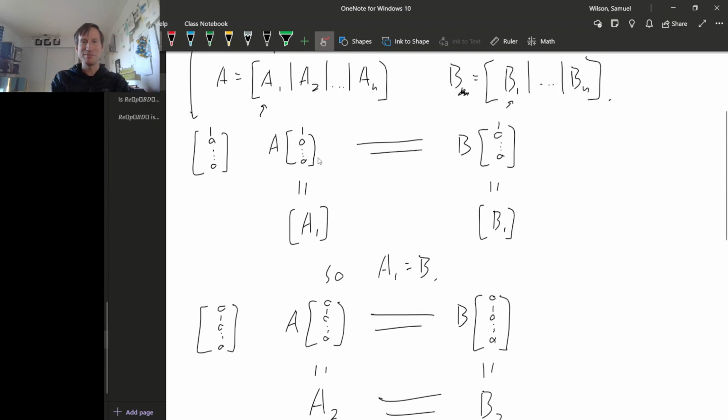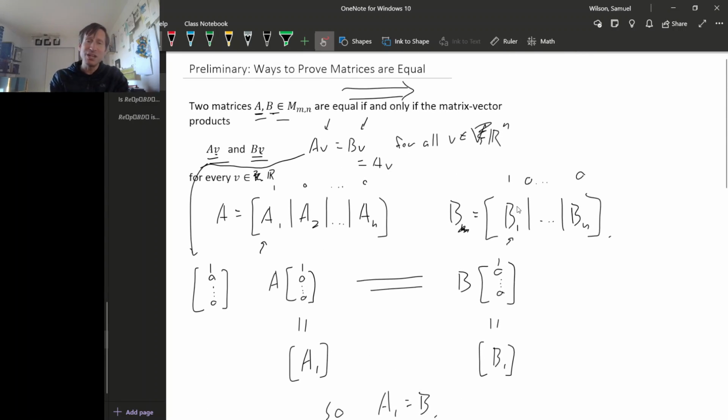So if we go back up to A and B, all of their columns are equal, and so A is actually exactly the same matrix as B. So we can check if two matrices are equal, not necessarily by looking at their entries. We can actually instead just think about what happens when you multiply them by vectors.